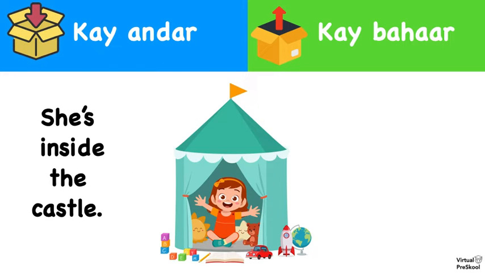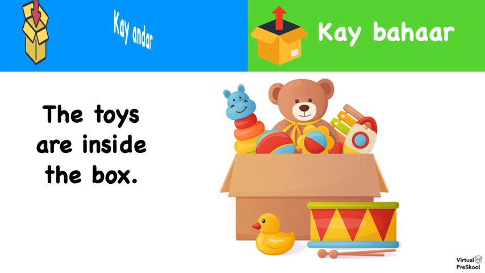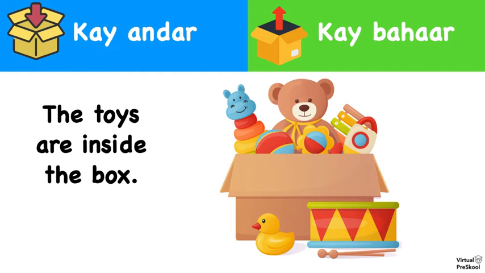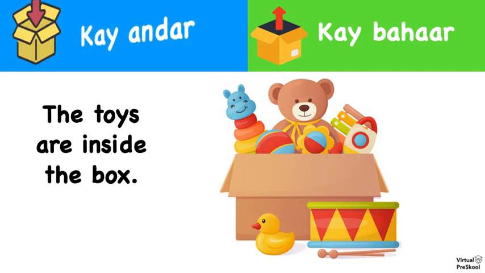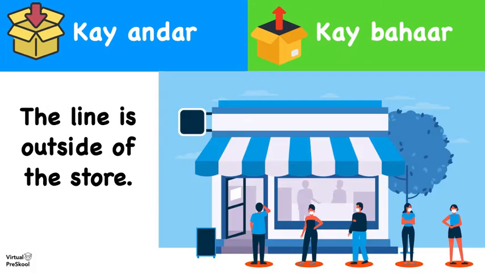What about she's inside the castle? Would that be ke andar or ke bahar? Ke andar, right? Because she's inside the castle. The toys are inside the box. Ke andar or ke bahar? Another ke andar because the toys are inside the box. And the tables are outside the restaurant. So would this be ke andar or ke bahar? This one would be ke bahar, right?